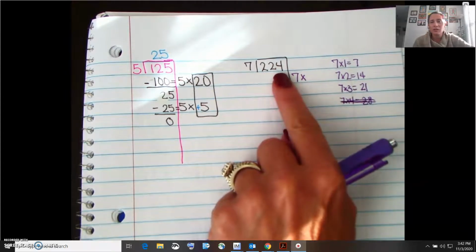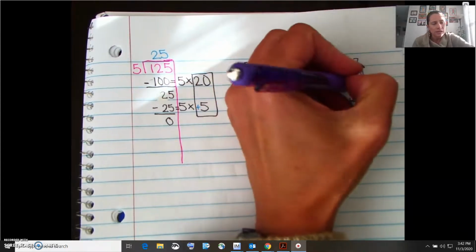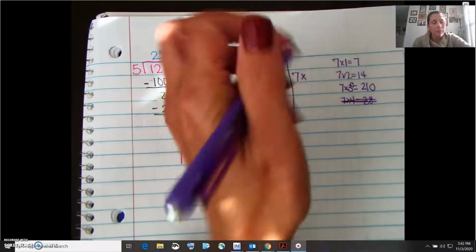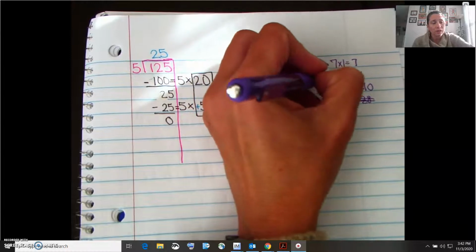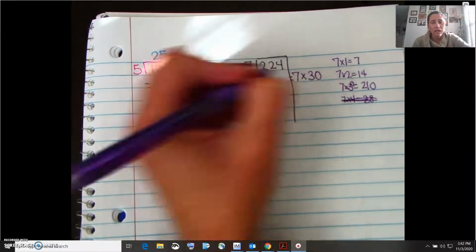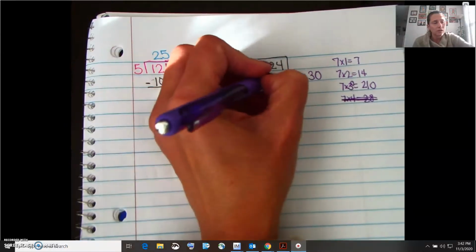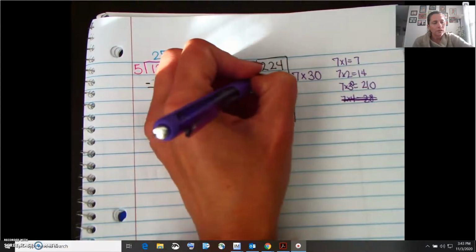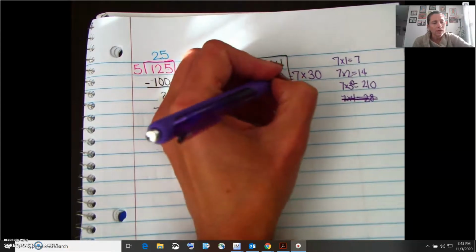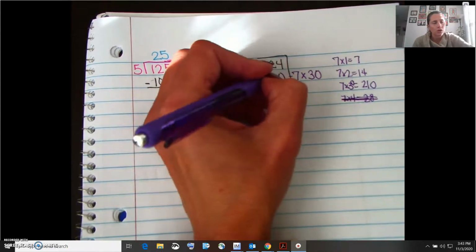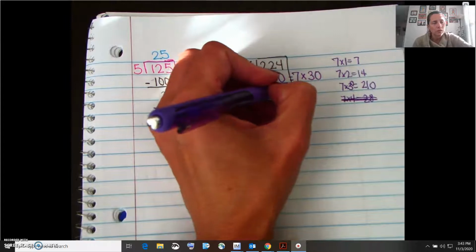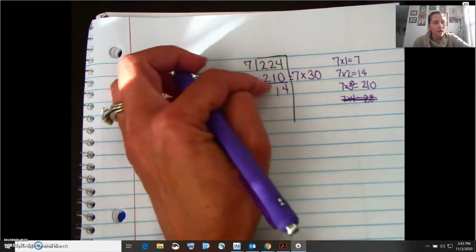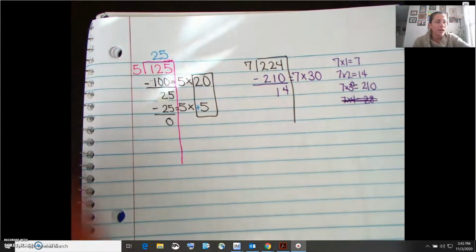But this is in the hundreds. So what I'm going to do is add my 0 here. So I'm going to multiply that by 30. So 7 times 30 is 210. And then subtract. 4 minus 0 is 4. 2 minus 1 is 1. 2 minus 2 is 0. And then now we have 14.